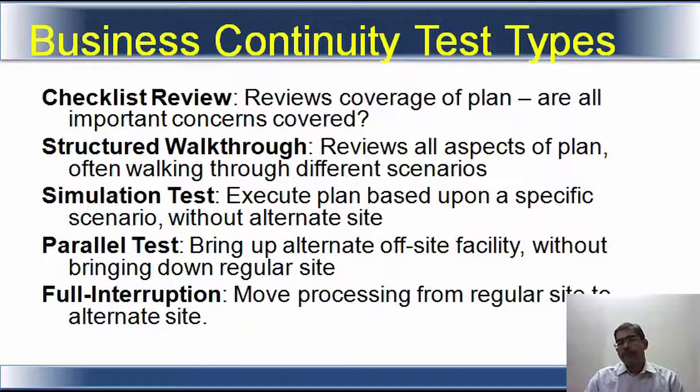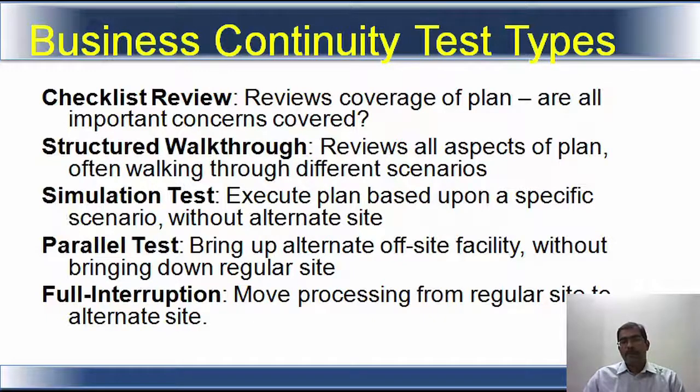What are the types of business continuity tests? One is a checklist review. It reviews the coverage of the plan. Are all important concerns covered? That's what basically the checklist will cover. A structured walkthrough: review all aspects of the plan, often walking through different scenarios. So, if a plan is made, what happens if X incident happens? What happens if Y happens? So, a structured walkthrough is conducted.